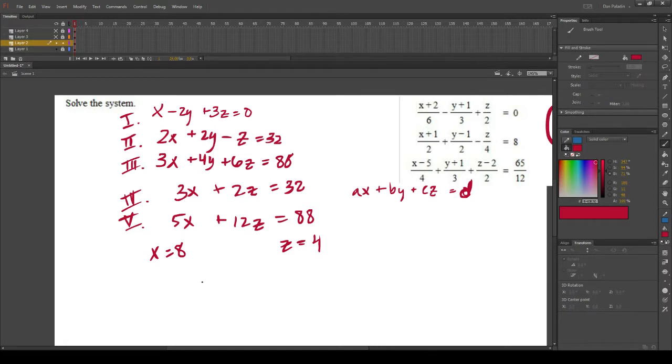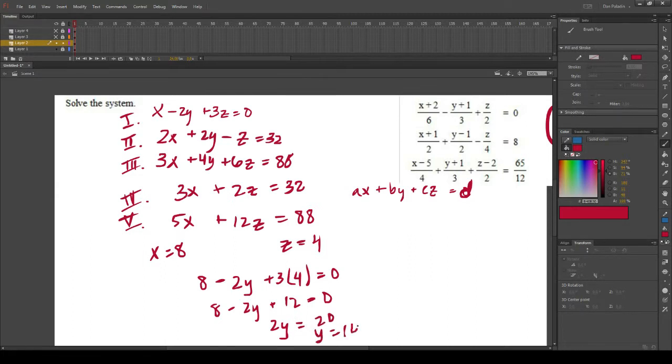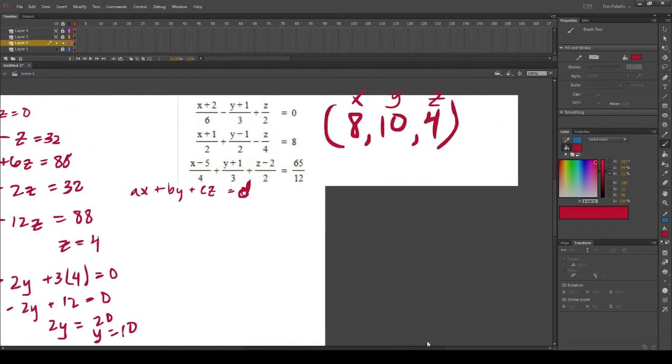That's the easiest. So again, using the equation x minus 2y plus 3z is equal to 0. So that's going to be 8 minus 2y plus 3 times 4 is equal to 0. So that's going to be 8 minus 2y plus 12 is equal to 0. 2y is equal to 20. So y is equal to 10. Is that correct? Yes, it is.